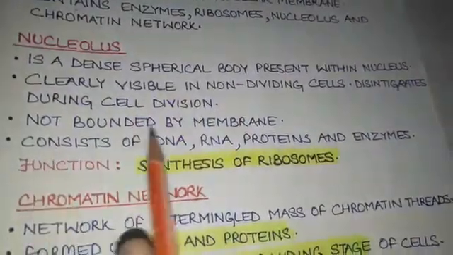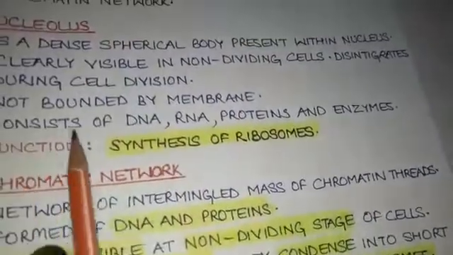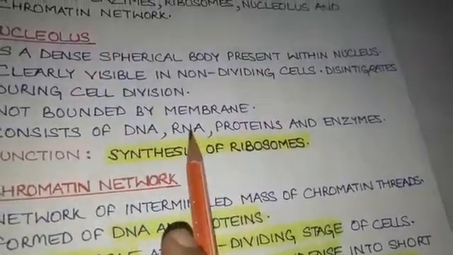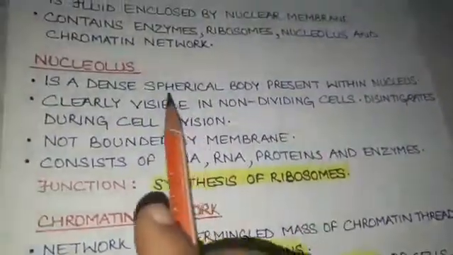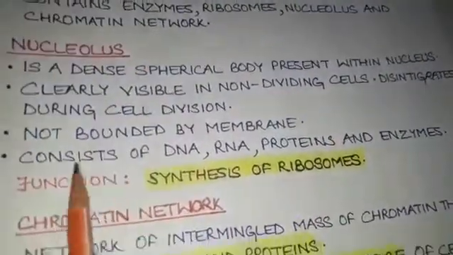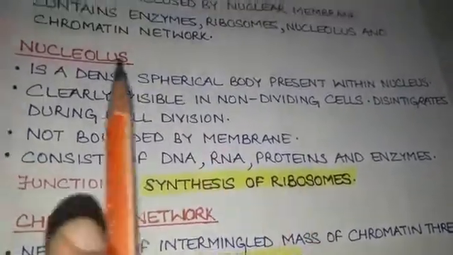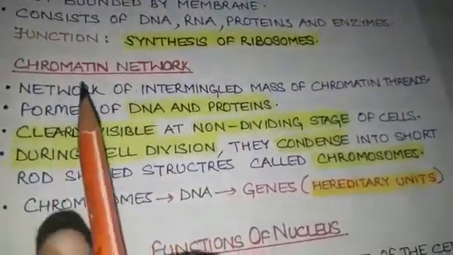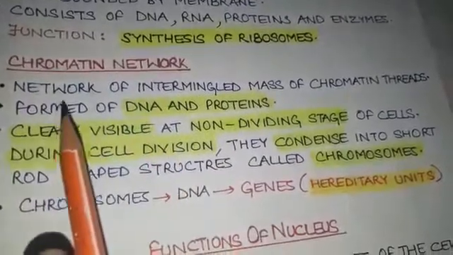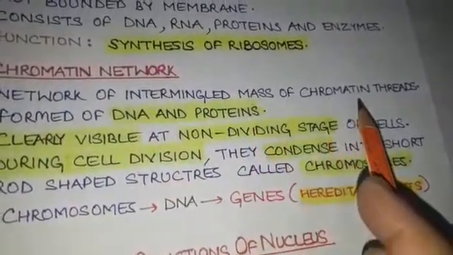Nucleolus is not bounded by any membrane, and it consists of DNA, RNA, proteins and enzymes. Very important function of nucleolus, that synthesis of ribosomes takes place in the nucleolus. The fourth part of the nucleus is chromatin network. Chromatin network is a network of intermingled mass of chromatin threads.